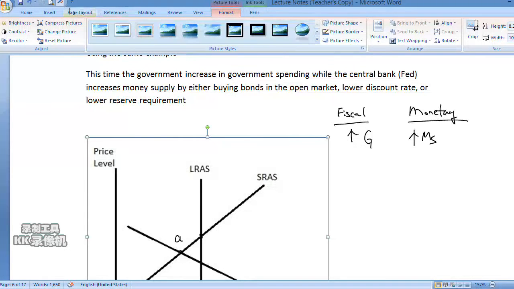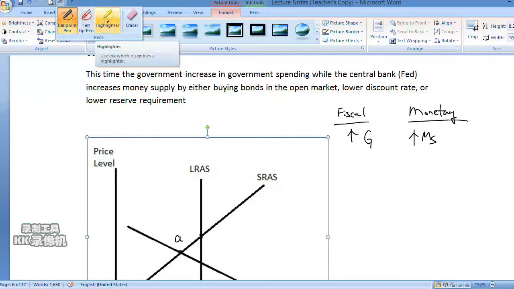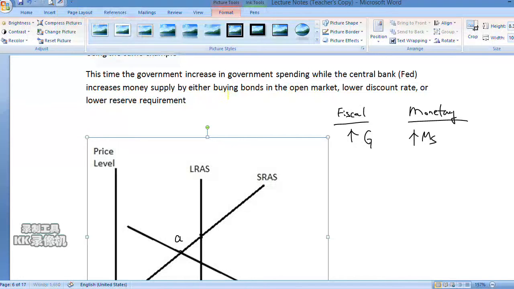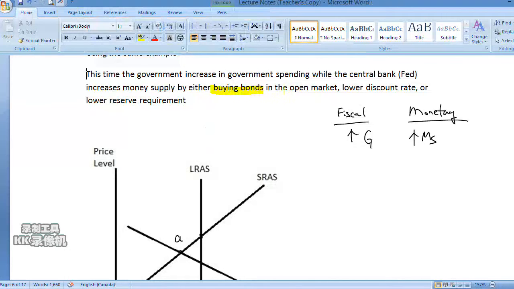So just a recap, the Federal Reserve, the central bank, can increase supply either by buying bonds. So when they buy bonds, they give the money to the hands of the public. They can lower the discount rate, or they can lower reserve requirements. So when they lower discount rates, they are encouraging banks to borrow from the central bank so they can lend out more money to the public. Lowering the reserve requirement is the same thing: banks now have more loans available so they can loan out more money to the public.